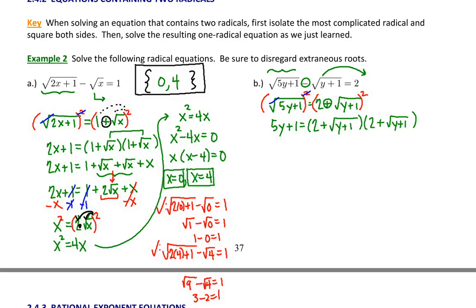And then we can FOIL out the right side. Now, we're just foiling, but this one is a little more complicated than normal. So let's go through it. The product of our first two terms here, 2 times 2, gives us 4.